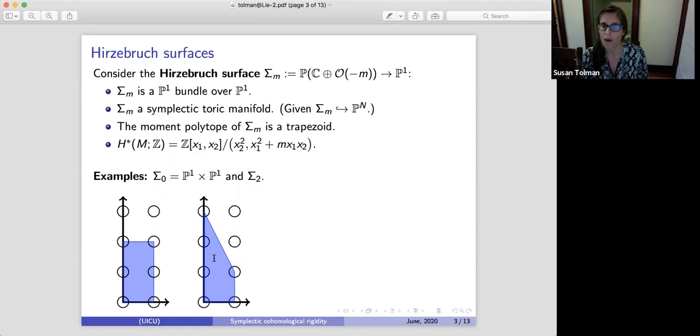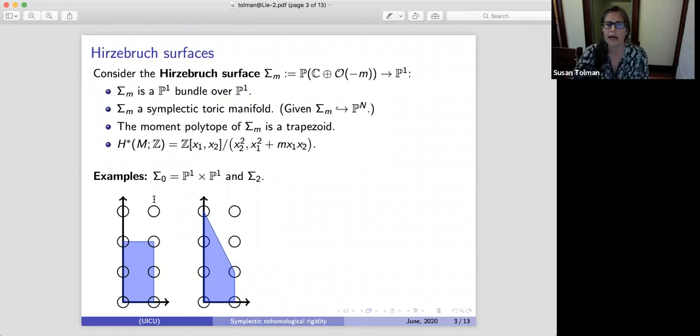The moment polytope of all of these is always a trapezoid. I include rectangles and squares as trapezoids, of course. And the coordinate ring has a very, very easy description. It's just two generators, each in degree 2, x1 and x2, and then x2 squared is 0, and x1 squared plus m x1 x2 is 0.